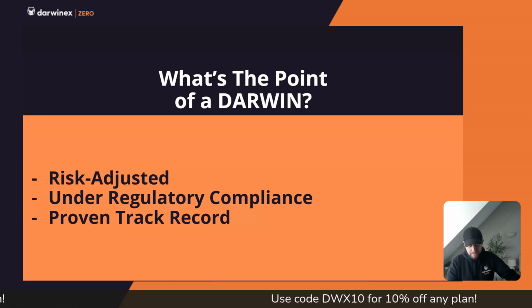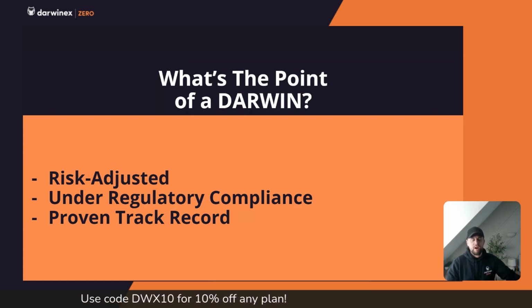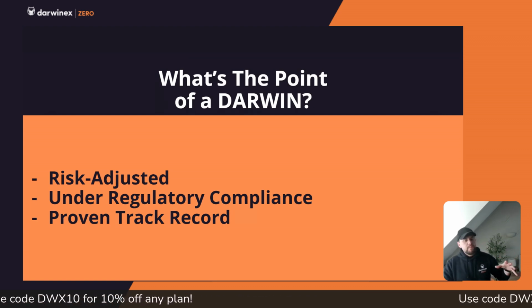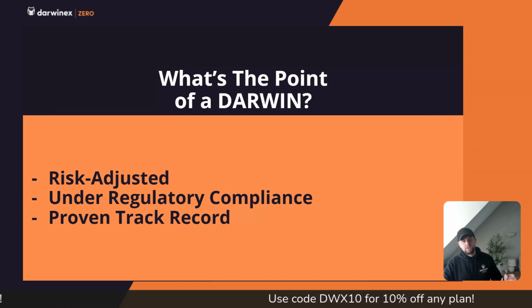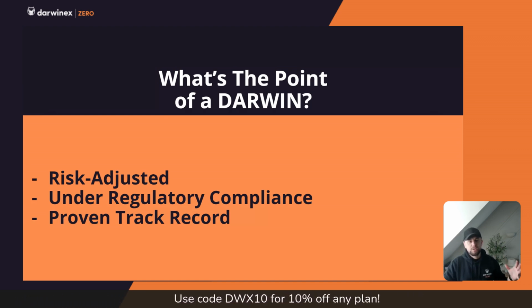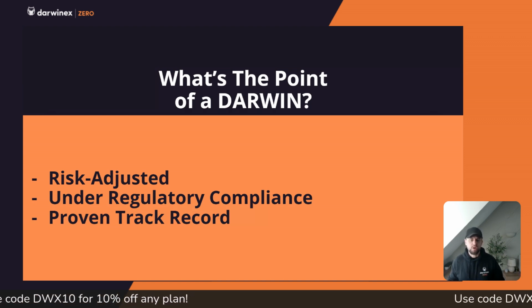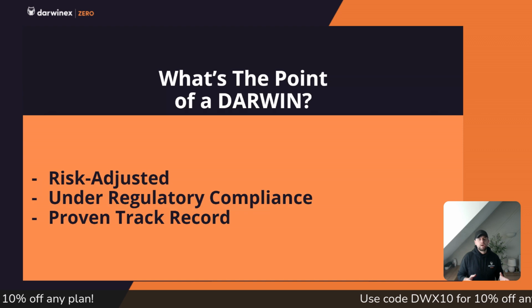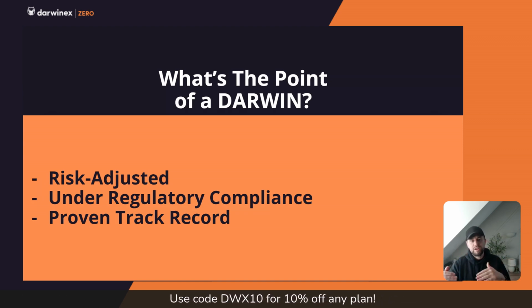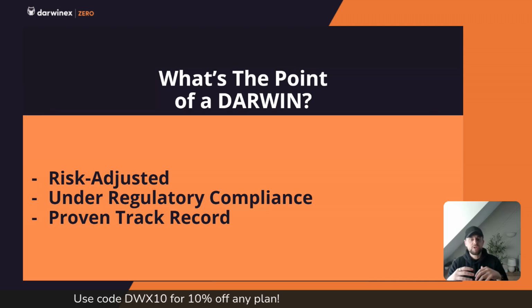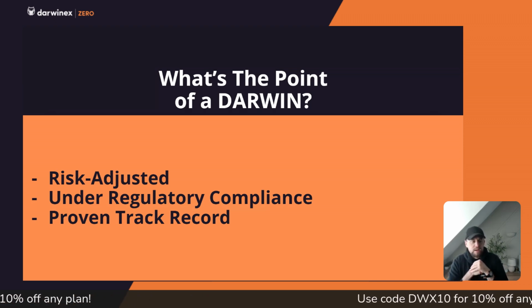Now, what is the actual point of a Darwin, and what differentiates a Darwin from your trading account? At the very base level, your Darwin will always be in a trade that you're in yourself. If you're long the euro dollar, your Darwin will be long the euro dollar. If you're short gold, your Darwin will be short gold. We have a proprietary risk engine which takes all of your trades and adjusts the risk or exposure of the position to match a value at risk of 6.5%.